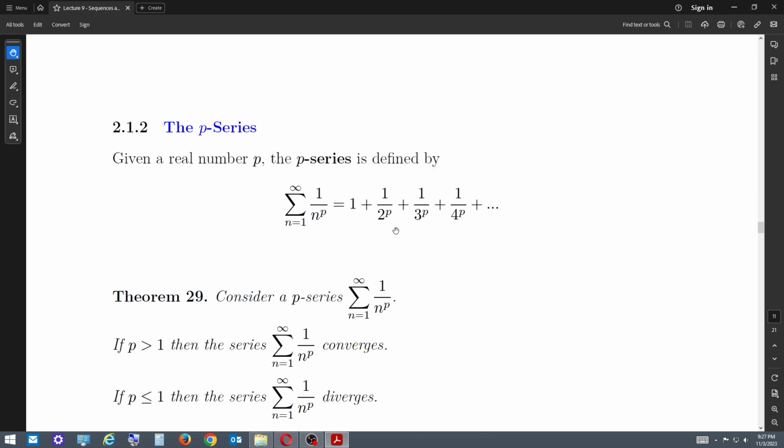Now the next one, which you might not have seen before, is very, very important for this course. Given a real number p, the p series is defined as the sum of 1 over n to the power p. Please remember this and ingrain it into your memory. You don't need to know the expanded form, you just need to know what the series is. It's just a sum, n goes from 1 to infinity, of 1 over n to the power p.